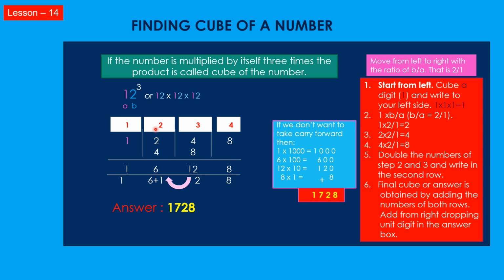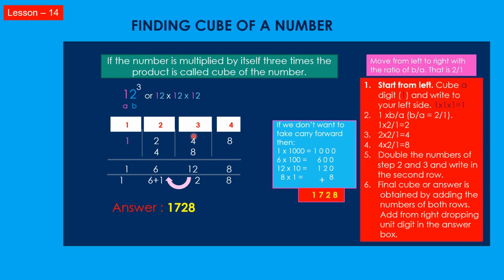What do you do in the second step? 1 times b by a. So that 1 is multiplied here in the second step, 1 times b by a. Here b is 2 and a is 1. So 1 times 2 by 1 is 2. Write 2 here at the second step.